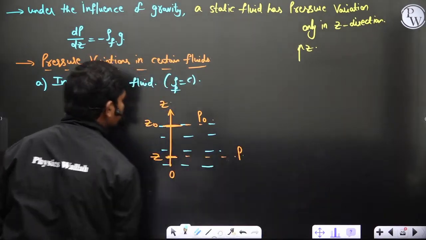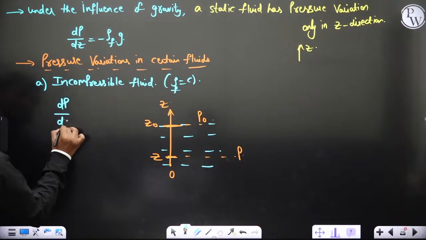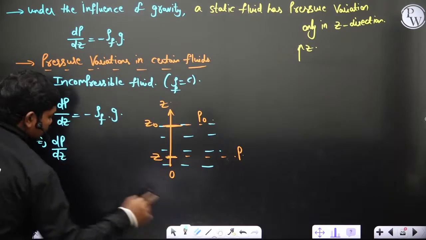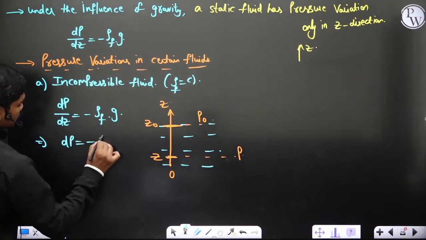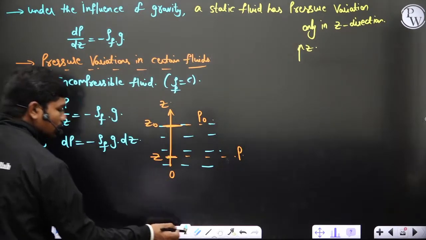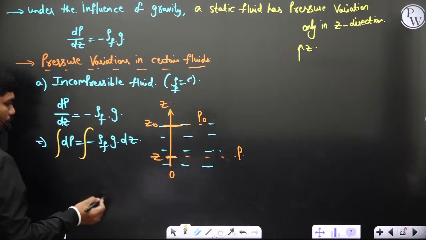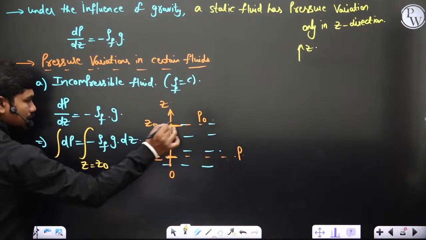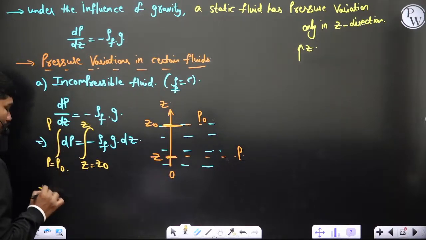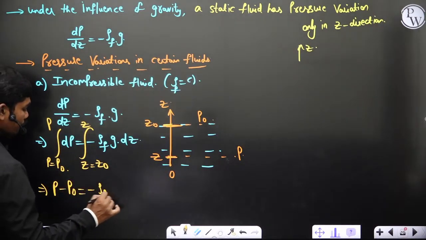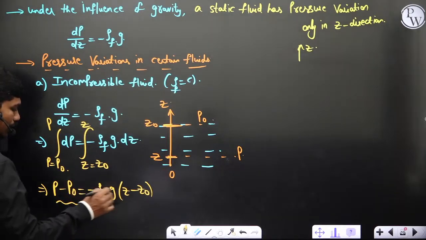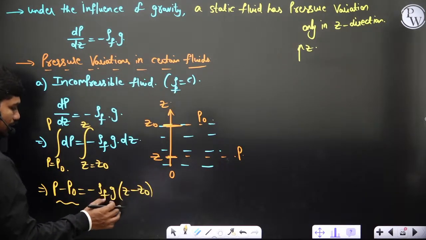Now if you try to simplify this, dP by dz is equal to minus density of the fluid into g, or dP is equal to minus rho f g dz. Now it is in variable separable form clearly, and rho f is a constant, g is also constant. So if you integrate, at z equal to z0, the pressure is P0, and at some other location z, the pressure is P. So you will see P minus P0 is equal to minus rho f g (z minus z0). Clearly you can see this is a linear equation, of the form y equals mx plus c. Obviously z0 is a constant, so this is actually a linear equation.